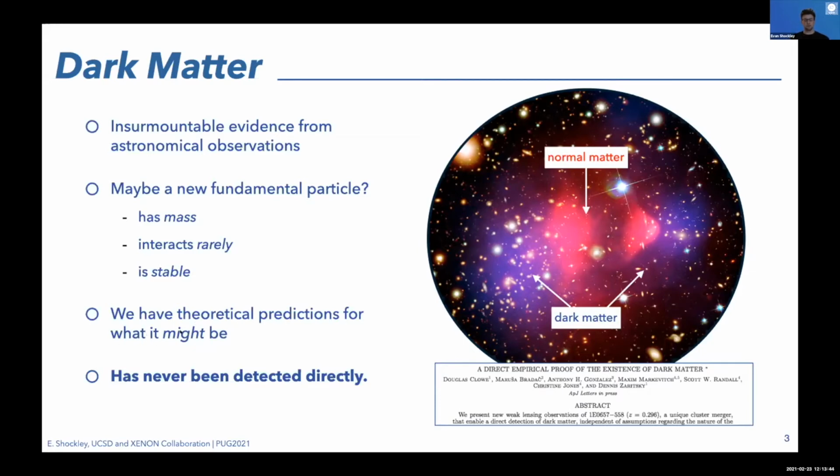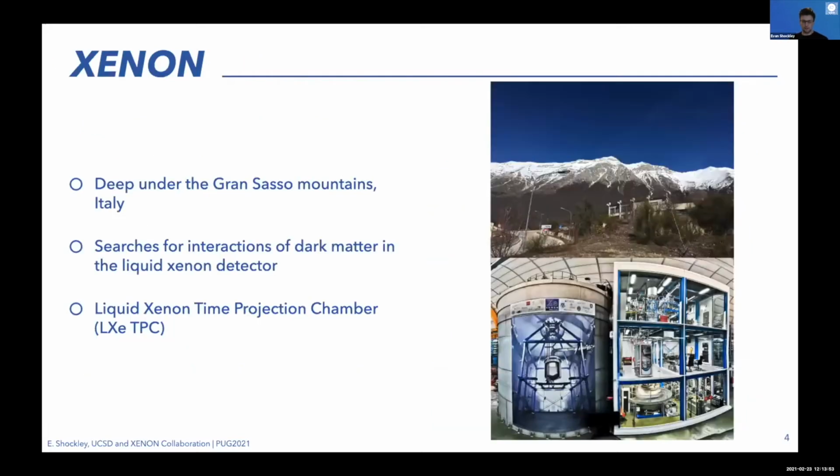And so there are a lot of experiments to go search for these particles, which is what XENON does. So we're trying to detect these particles directly, which one thing that I think is pretty cool is that to try to search for this dark matter that's out in space at cosmological scales, we go deep underground. So the XENON experiment is in the Gran Sasso National Laboratory in central Italy.